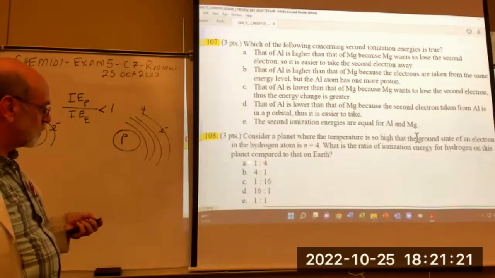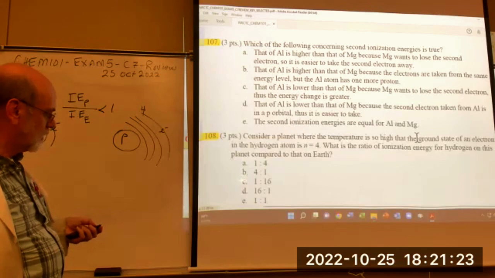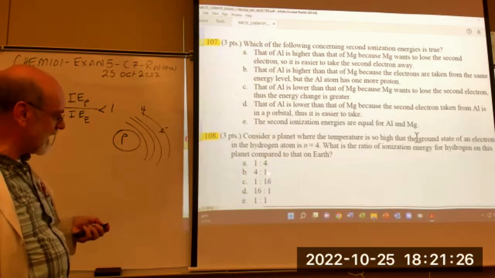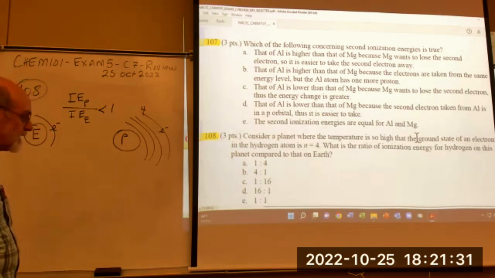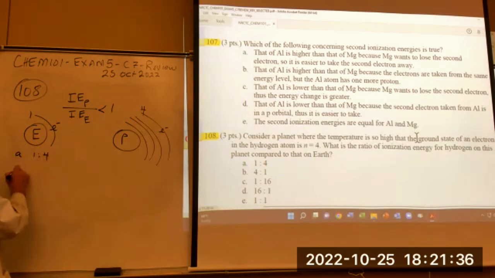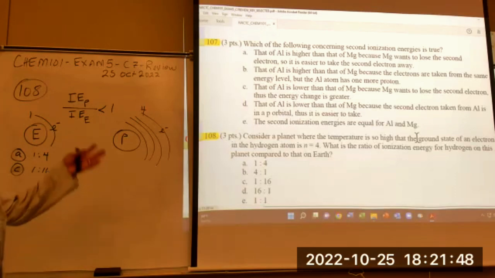That means that it's either this one or this one. It can't be that one, it can't be that one, and they're not going to be the same. So we've eliminated them all down to A, 1 to 4, or B, C, 1 to 16. If you're in a hurry, you can take a guess, 50-50 chance. But if you're actually going to calculate it, let's see.